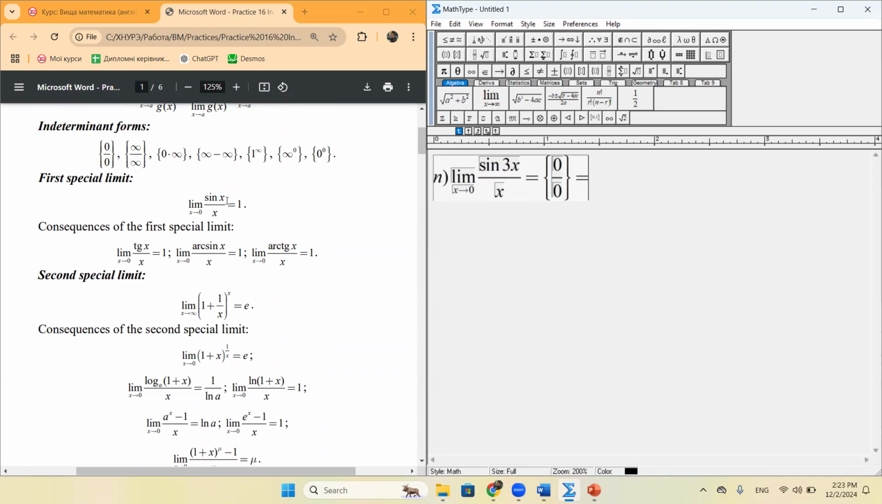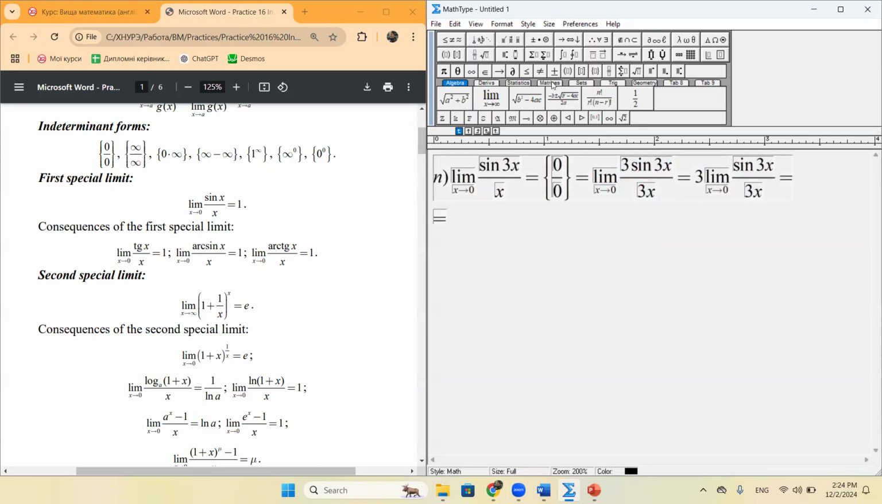So as we can see, it is similar. And how can we do it? So we need to multiply the numerator and the denominator by 3. So what will we have? And then we can even move 3 out of the limit sign, as a constant. Basically what we see, it is the first special limit.